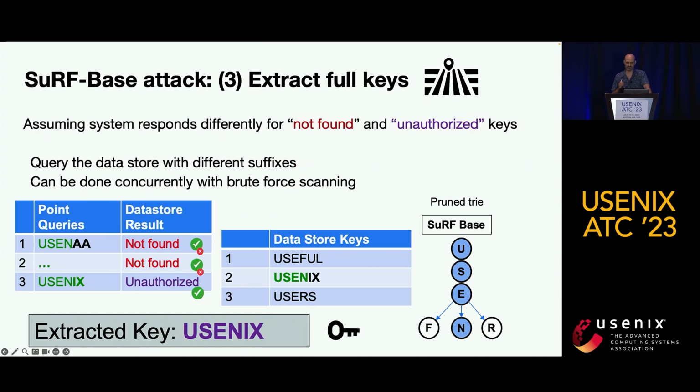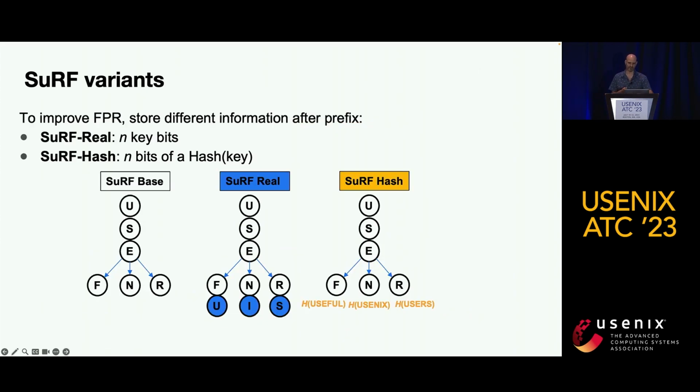Finally, assuming the system responds differently for a key not found and an unauthorized key, we can use brute force to scan all possible suffixes of USEN and extract the key USENIX. There are other variants of SuRF that aim to reduce the false positive rate. They do it by adding different types of information to the pruned trie. SuRF Real includes bits of the original key. SuRF Hash stores the hash function of the original key. We explain how to attack these variants in the paper.